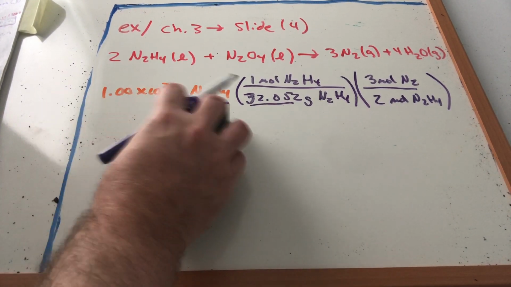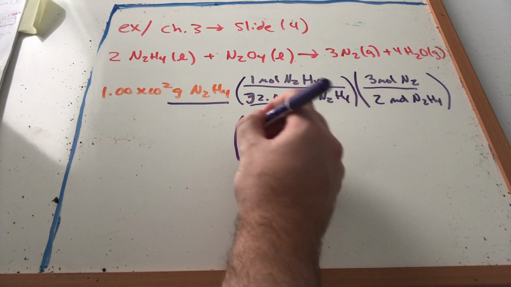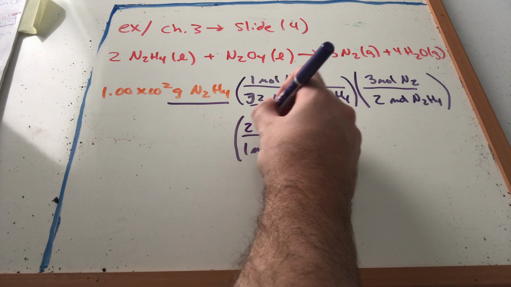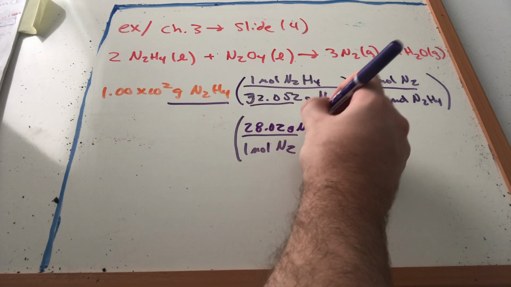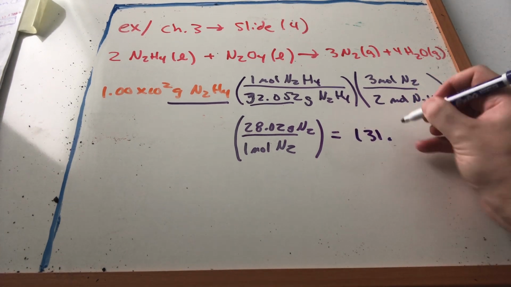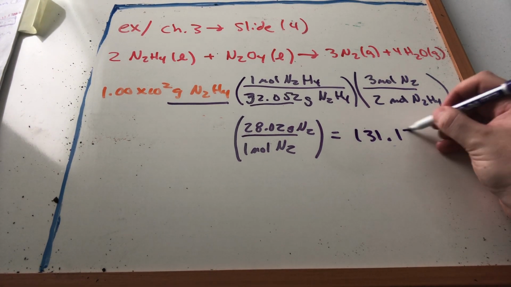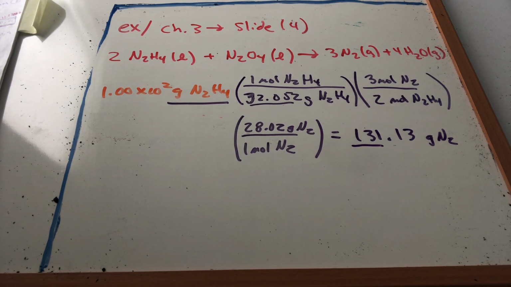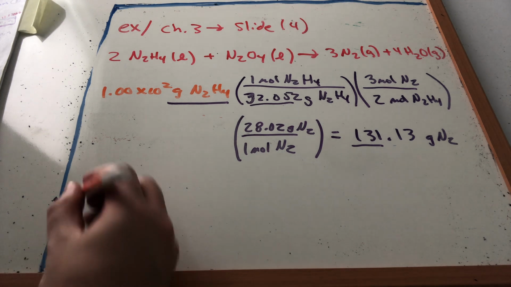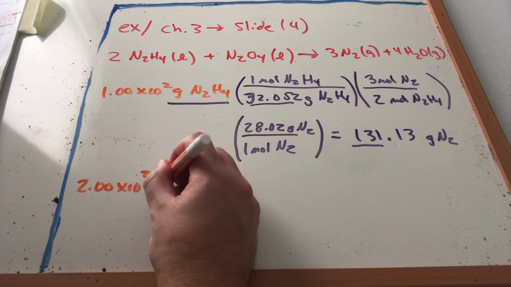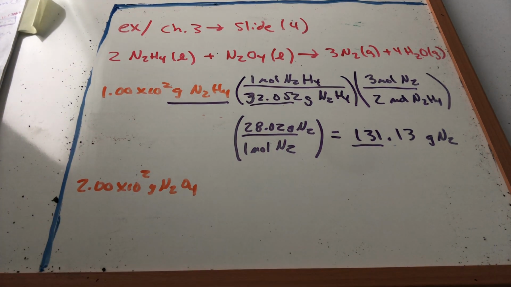Continuing my conversion, for every 1 mole of N2, we have 28.02 grams of N2. My calculator spits out 131.13 grams of N2 with 3 significant figures. We don't know what the answer is yet because we have to do a similar conversion with our 2.00 times 10 squared grams of N2O4.